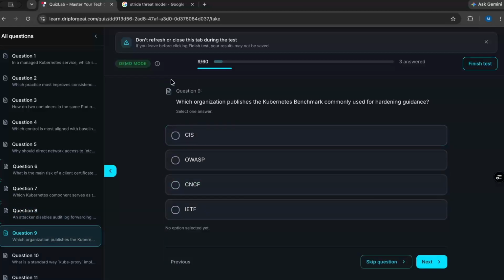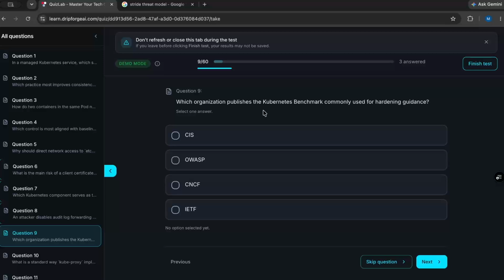Next, question number 9, the last but not the least. Which organization publishes the Kubernetes benchmark commonly used for hardening guidance? So which organization is responsible for providing all the Kubernetes benchmarks that are commonly used for hardening our cluster? 1, CIS, 2, OWASP, 3, CNCF, and 4, IETF. This one you need to know.